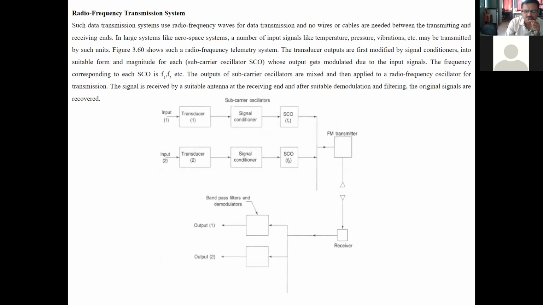The transducer outputs are first modified by signal conditioners into suitable form and magnitude for each subcarrier oscillator, SCO, whose output gets modulated due to the input signals. The frequency corresponding to each SCO is F1, F2, etc. The outputs of subcarrier oscillators are mixed and then applied to a radio frequency oscillator for transmission. The signal is received by a suitable antenna at the receiving end, and after suitable demodulation and filtering, the original signals are recovered.